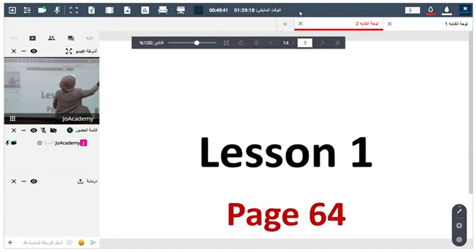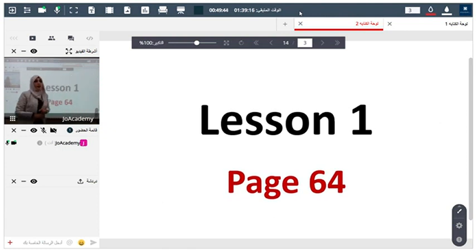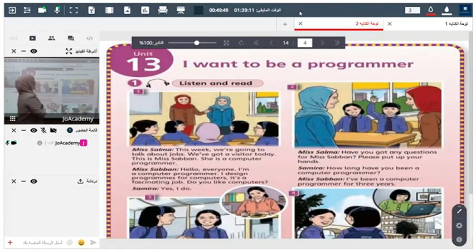Let's begin. Open your student book, please. Page 64. Now, this is our lesson for today. I want to be a programmer. Do you know what is the meaning of programmer? We will learn these vocabs, but at the end of this lesson, you should think about your future. What do you want to be in the future?